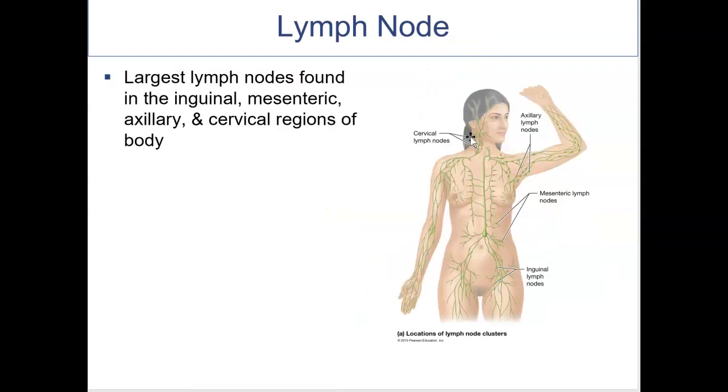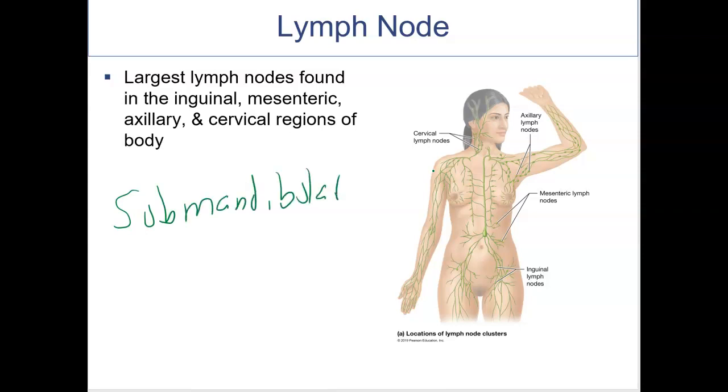Now there are lymph nodes all over the body, but there are a few clusters we can actually palpate. So we have them in our groin, our inguinal lymph nodes. The mesenteric you can't really palpate. They're in your abdomen. You have some in your axilla. And you have some cervical, and you also have submandibular.